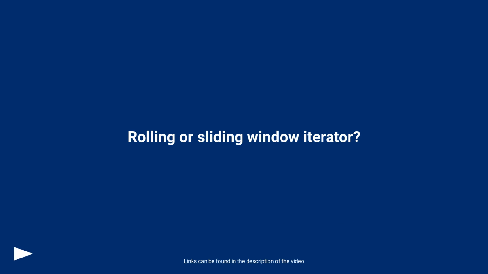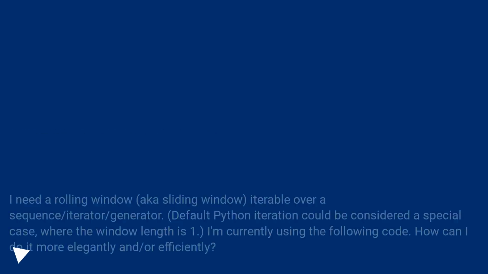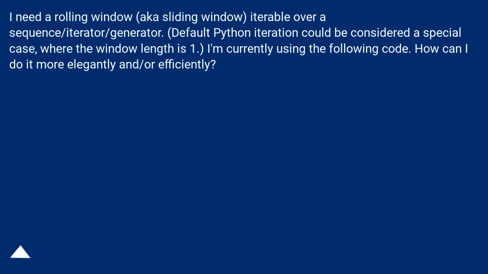Rolling or sliding window iterator? I need a rolling window, aka sliding window, iterable over a sequence/iterator/generator. Default Python iteration could be considered a special case, where the window length is 1. I'm currently using the following code. How can I do it more elegantly and/or efficiently?